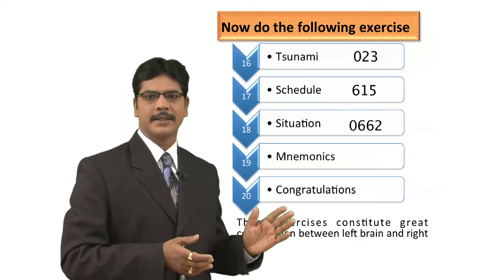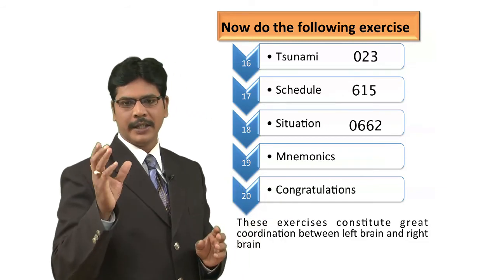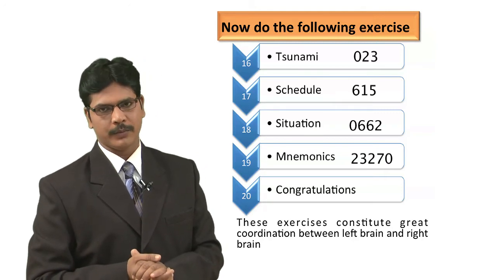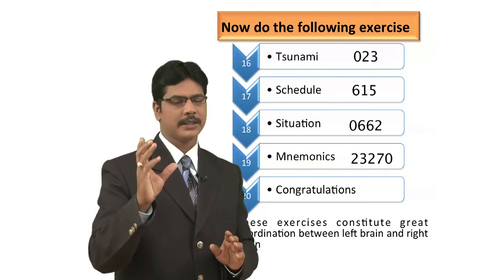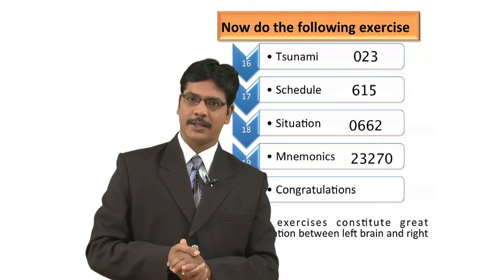Now in this mnemonics, M is silent, and for the rest of the letters, the answer is 23270. That's the answer for mnemonics. 23270. And finally, we have congratulations.